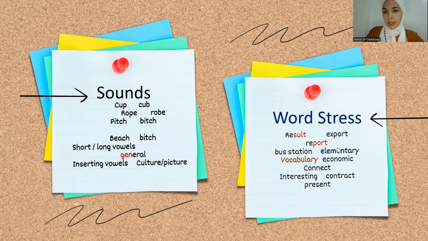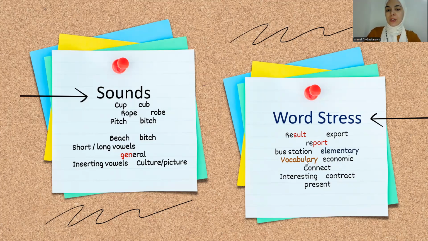Let me focus on some examples. Some words in English have the same orthographic form, they have the same spelling. However, their category changes based on where we place the stress. So for example, this word, if you stress the first syllable, it will be a noun referring to a concept, export. But if you move the stress to the second syllable, it will be export, expressing an action. So again, this affects the clarity of your speech.